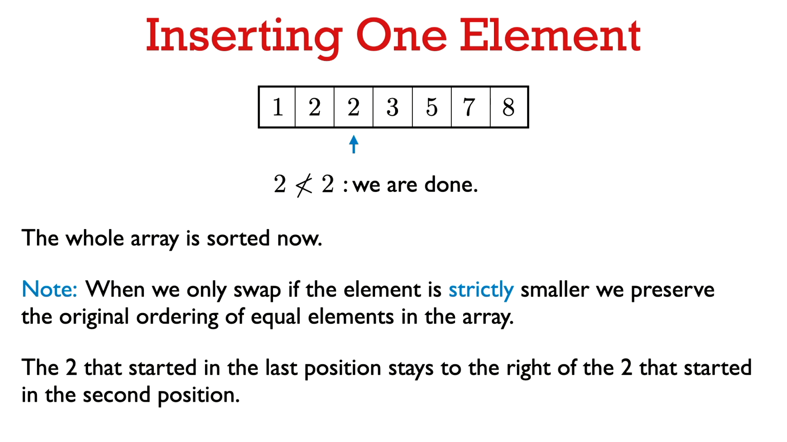For now, just note that with this rule that you only swap if you're strictly less than your left neighbor, the 2 that started in the last position of the array began to the right of the other 2, and it remains to the right when this algorithm ends. So in other words, for elements that are equal, the tie is broken by their original position in the array. So this is an important property for a sorting algorithm. In an algorithm which has this property, that ties are broken by the position of the elements in the original array, sorting algorithms with that property are called stable sorting algorithms, and we're going to discuss this more later.